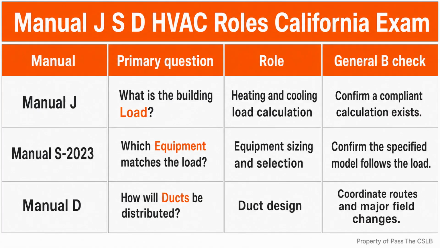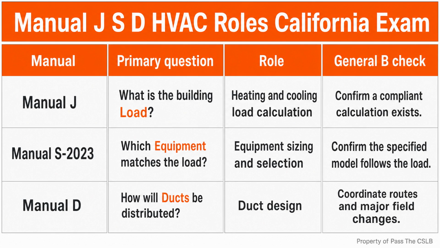I remember the sequence as load, machine, path. Manual J is the load. Manual S is the machine selected for that load. Manual D is the air path through the duct system. That memory aid is simple, but it prevents a common mistake, using Manual J as a catch-all label for the entire mechanical design process.